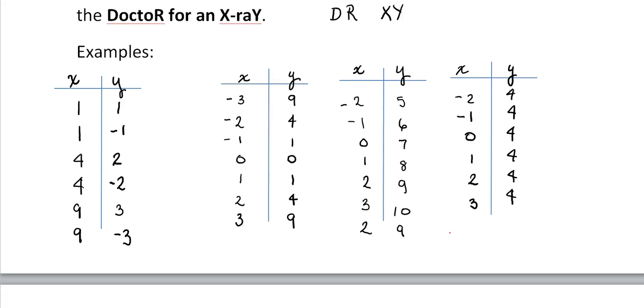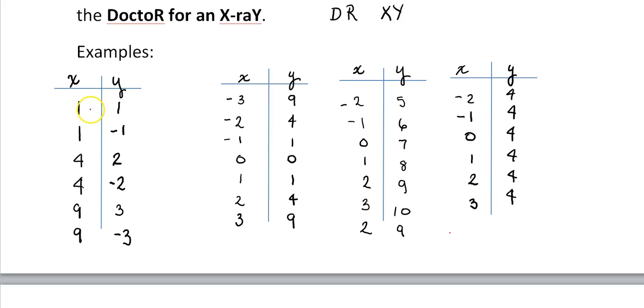In this case, we have an example of x and y, where 1 and 1 correspond, and then 1 and -1 correspond, and 4 and 2, and then 4 and -2, and 9 and 3 and 9 and -3. Since this 1 and this 4 and this 9 are all the same numbers, I have more than one answer here.